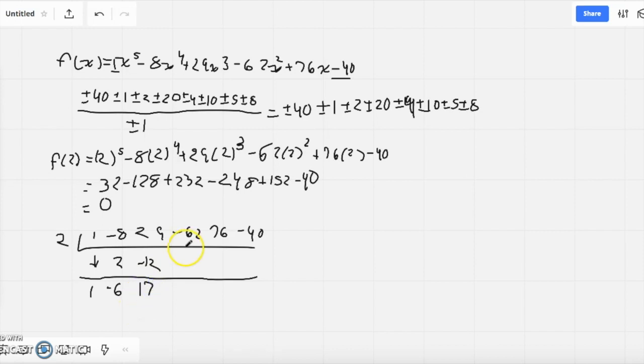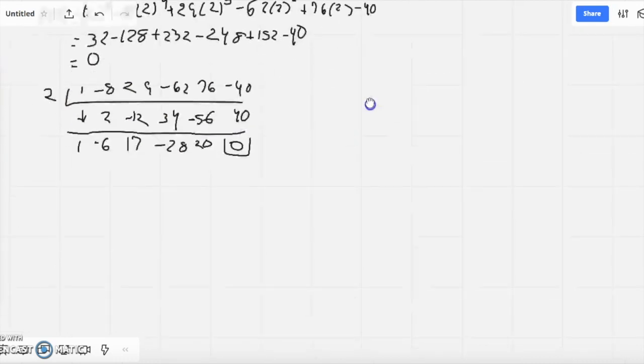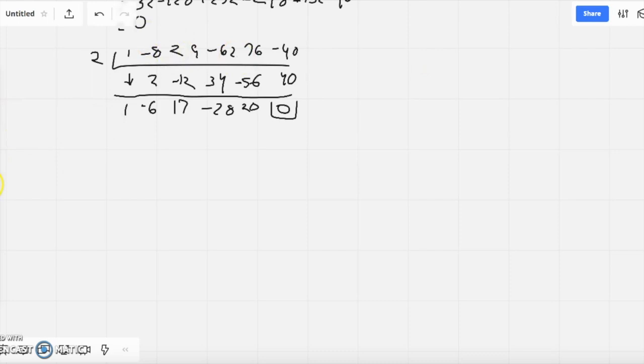Then 17 times 2 will be 34. Then negative 62 plus 34 will equal negative 28. And then negative 28 times 2 will be negative 56. Plus 76 will be 20, and then finally 20 times 2 is going to be 40, and that'll equal 0, which is what we expected, a remainder of 0, because 2 is a factor.